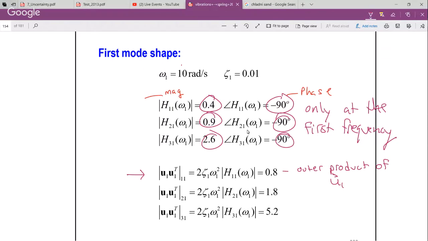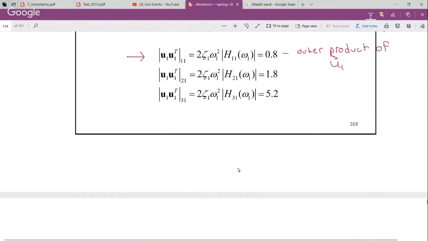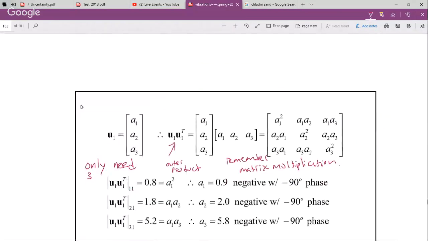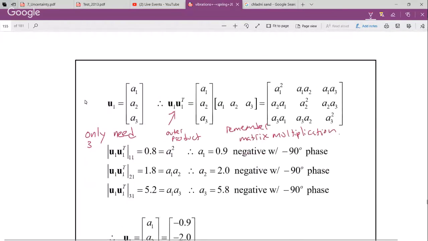So now what we're going to do is define U1 as having elements A1, A2, and A3, and calculate the outer product in terms of those. Going back to the previous slide, element 1,1 has a magnitude of 0.8, which is equal to A1 squared. Therefore A1 is the square root of that, 0.9. The phase is minus 90 degrees, so I'm going to call that a negative number.